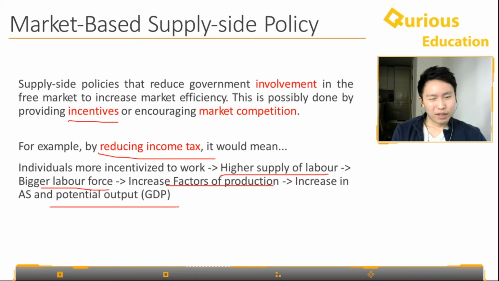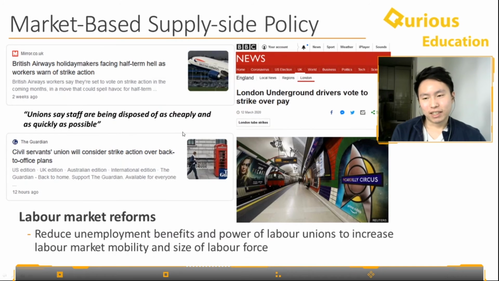But does this always happen in the economy? It's hard to say, because you might decide not to work as hard if you're earning more money. So it kind of depends on your personal situation. But of course, there needs to be more studies done to show whether this particular economy would benefit from that policy.